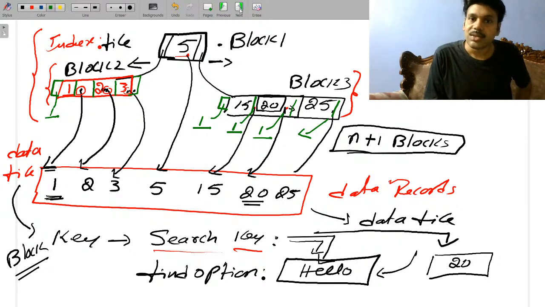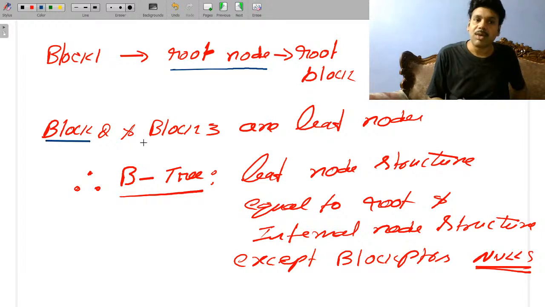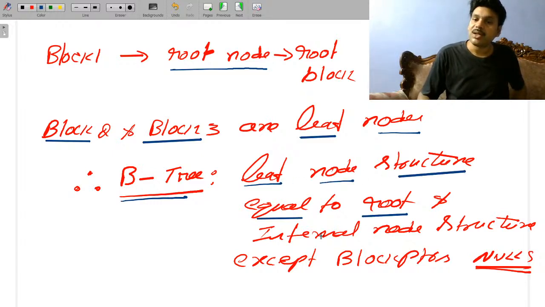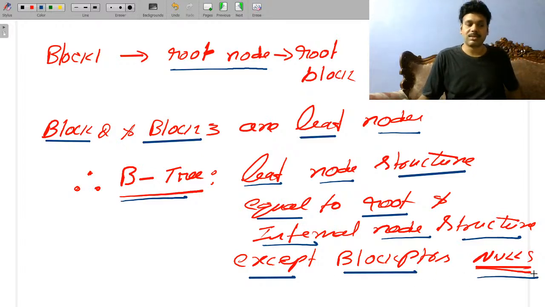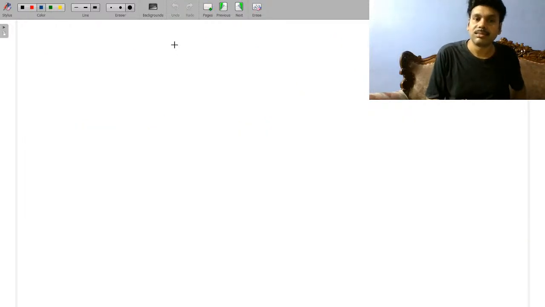Clear? So come to the next point. Please observe carefully. Your block 1 is a root node. Block 2 and block 3 are nothing but leaf nodes. And the difference in the B tree is that leaf node structure is equal to root and internal node structure, except tree pointers are nulls. So come to the point. This is your previous tree. 5 is the root. And here we have a record pointer.